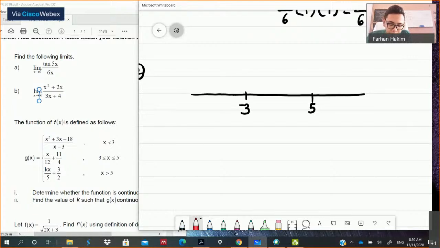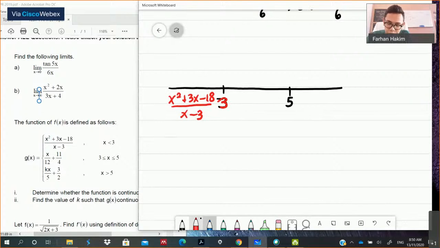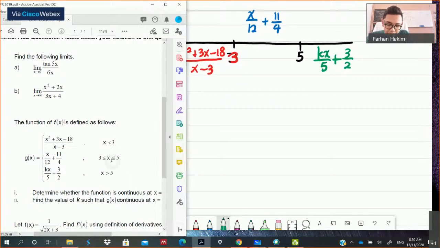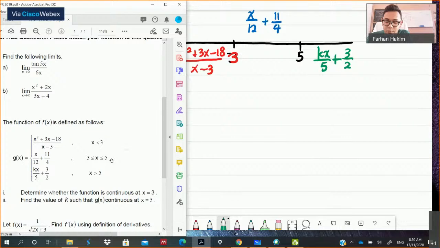For values less than 3, the function we are going to use is x squared plus 3x minus 18 over x minus 3. For the middle function, it will be x over 12 plus 11 over 4. And for the one at the back, there will be kx over 5 plus 3 over 2. Now, determine whether the function is continuous at x equal to 3.